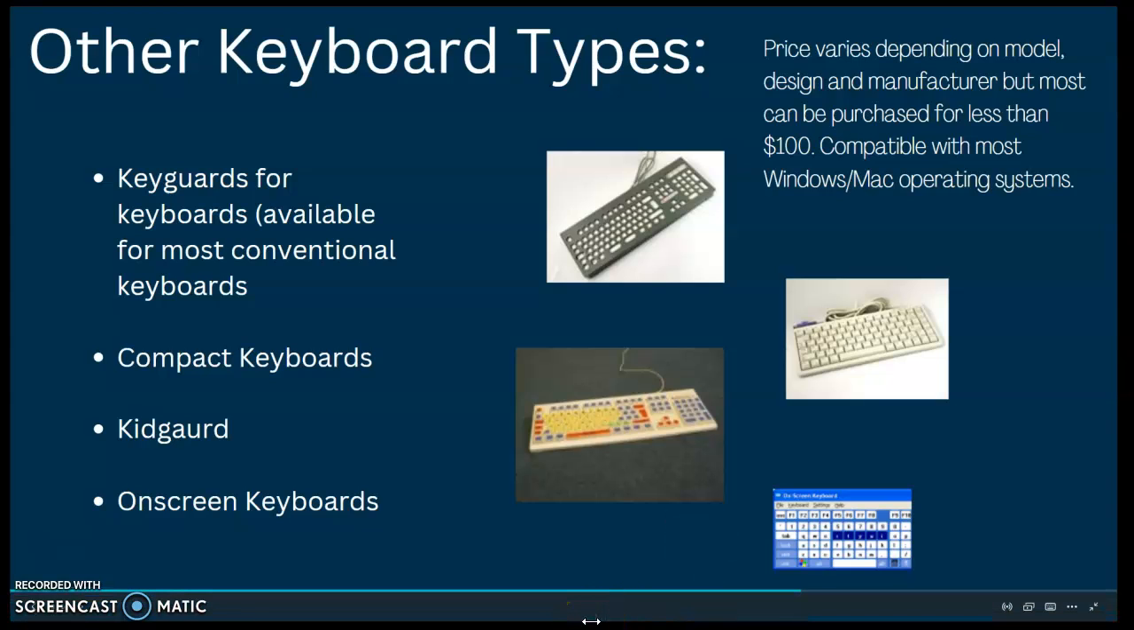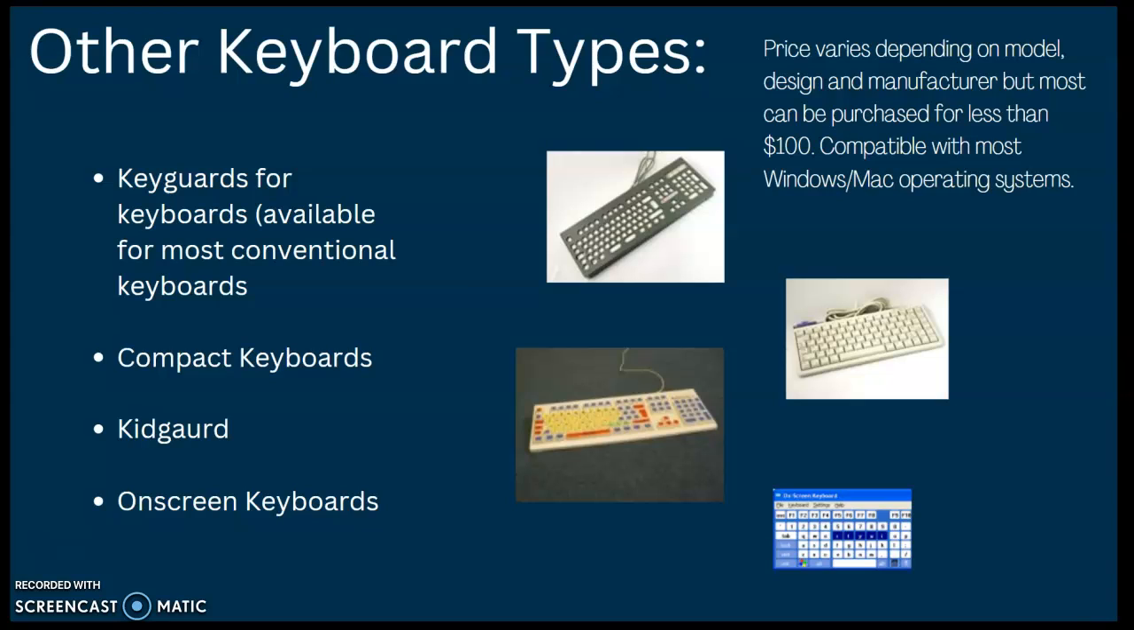Other types of keyboards and keyboard devices that are readily available are key guards, which are a silicone or plastic overlay that guards the keys to reduce erroneous keystrokes on standard or big key keyboards. There are compact keyboards, which are useful for individuals who may type one-handed, or who need them as an extension to an iPad.